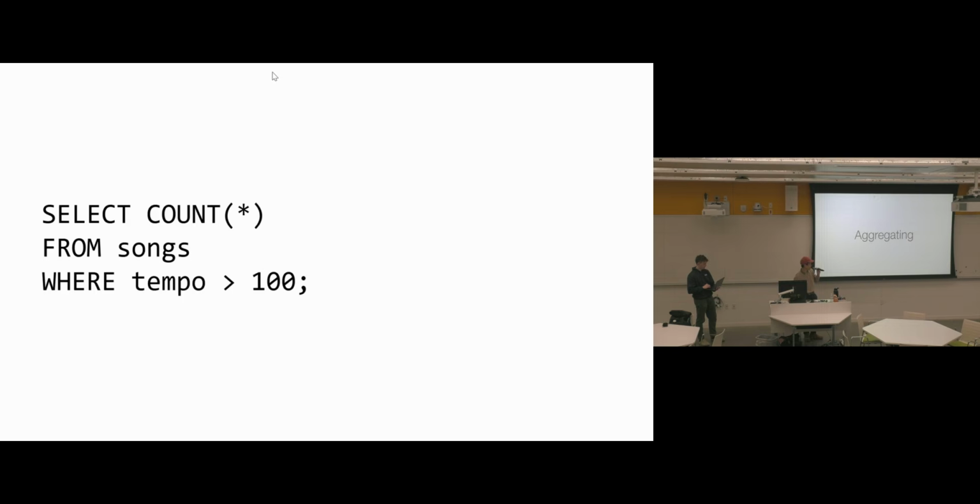Okay, let's talk a little bit about aggregating, which is our last thing on here. So we have select count star from songs where tempo is greater than 100. Okay, we've seen these bottom two lines before. That's fine. Now we have this count star. Intuitively, without knowing any documentation, what do you think count returns?